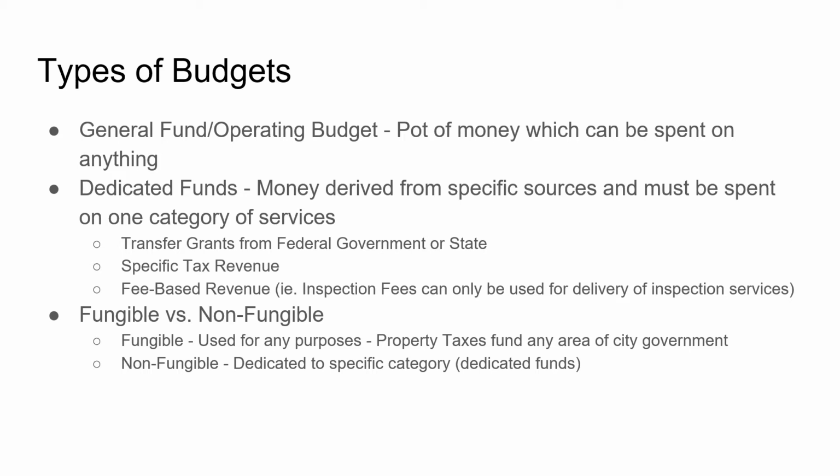When we think about this, we can also think about it in terms of fungible versus non-fungible. Fungible money can be used for any purpose. If you've got money in the parks category and you need to move it to the public safety category, you can do that with fungible funds. Non-fungible funds are dedicated to a specific category and therefore cannot be transferred to another fund. This is largely not so much about dedicated versus general funds, but about the actual structure of the budget.